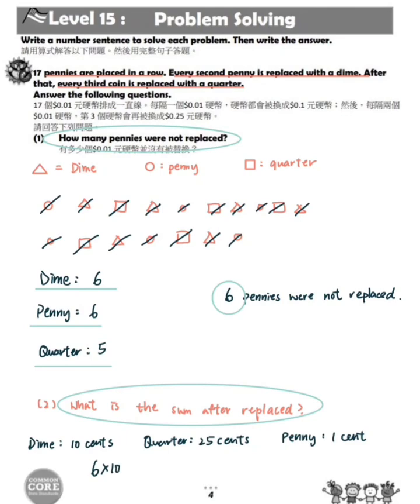So 6 multiplied by 10. Then add, there are 6 pennies. That will be 6 multiplied by 1. And add, there are 5 quarters, 5 multiplied by 25 cents. And the answer will be 191 cents. So we will have the answer. There are 191 cents in total after replaced.